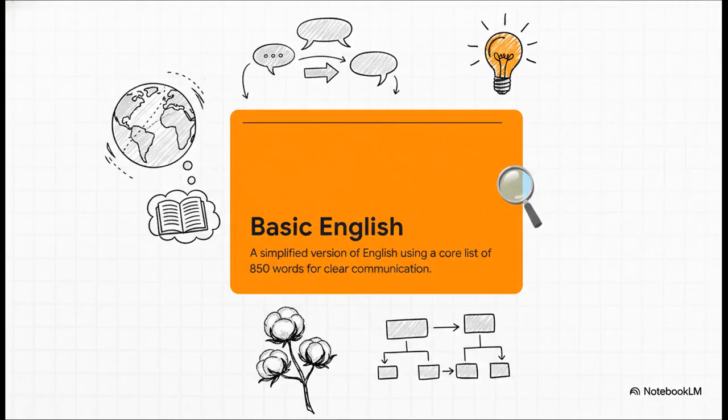And that brings us to the B part of BE 850. It stands for Basic English. It's this whole concept, a simplified version of English that uses just that core list of 850 words. The whole point? To make communications super clear, especially for international speakers or for anyone just learning the language. It's designed to get a point across without any confusion. And our little word cotton is a star player in this whole system.